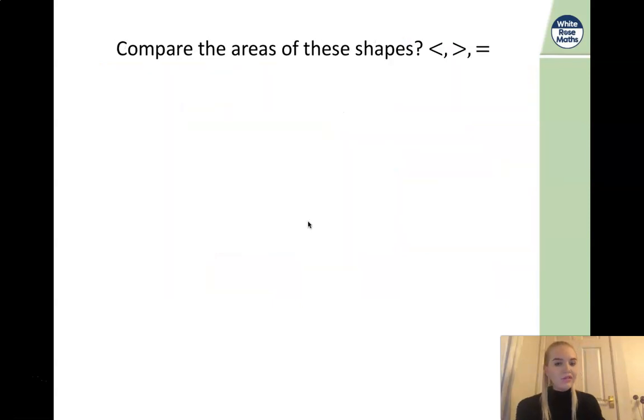Okay, one of our final tasks, and then I'm going to let you carry on with the rest of the worksheet before we move on to today's problem-solving questions. So we want to compare the areas of these shapes using less than, greater than, or equal to. Now you are superstars at using these. You're better than me at this because sometimes I get confused, don't I?